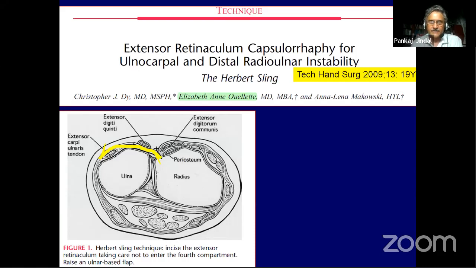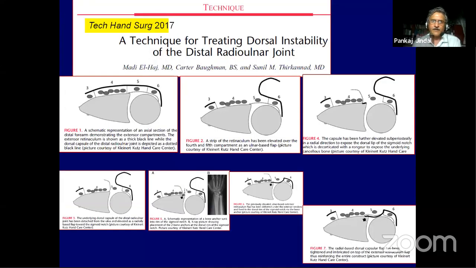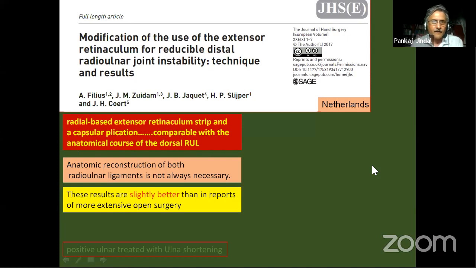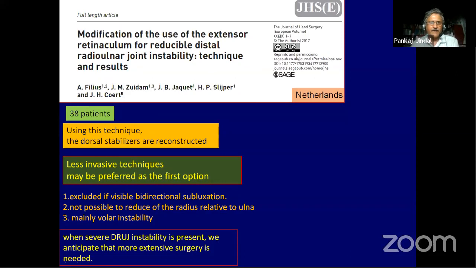It has been described by other authors as well. This came from Louisville, Kentucky, where T. Sunil described a similar procedure using an extensor retinaculum together with the dorsal capsule, and this has really stabilized the joint. A combination of extensor retinaculum with capsule was described earlier in a paper from the Netherlands. It also stabilized the joint and the pain went away. They had a study of about 38 patients using dorsal stabilization, and they also thought it was a less invasive procedure, and they preferred it as a first option.